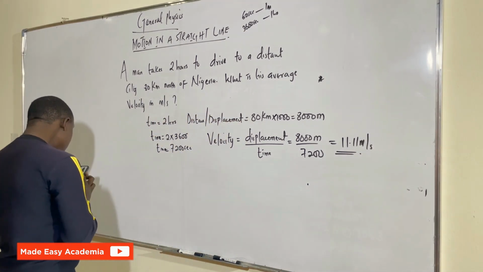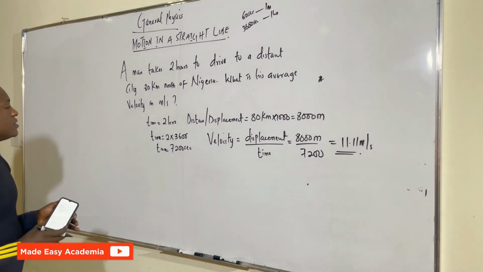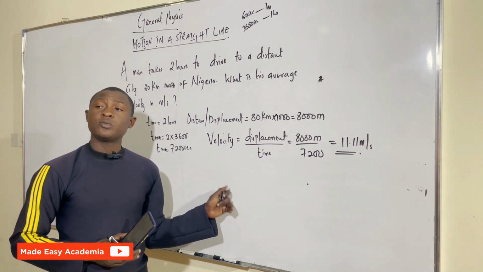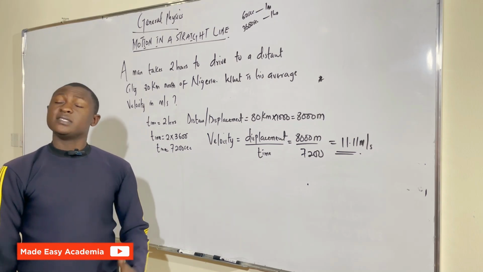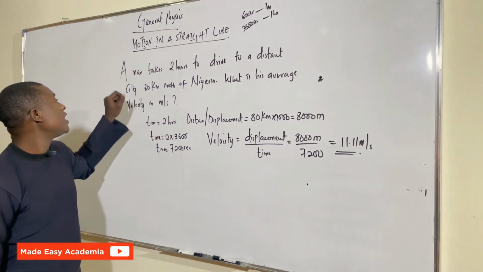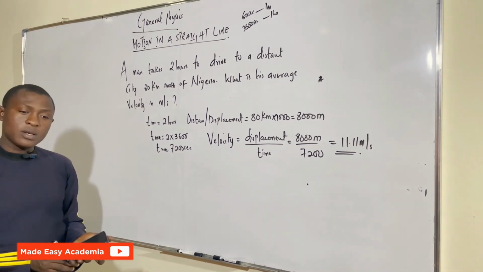So you can see, the result is in the form of meters per second. But assuming they did not ask us to leave the value in meters per second, but in terms of kilometers per hour, then we use 2 hours and at the same time we use 80 kilometers. So let's take a look at another problem.